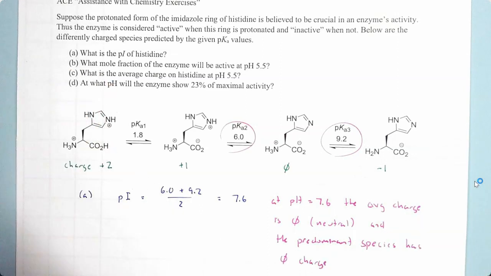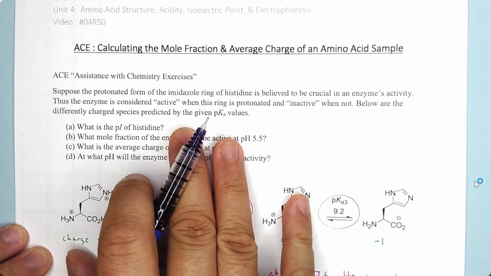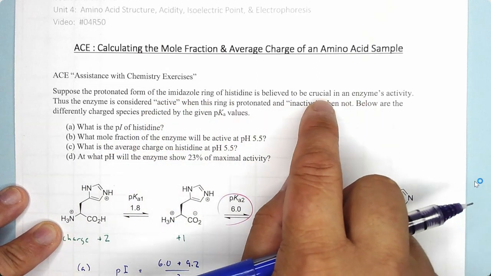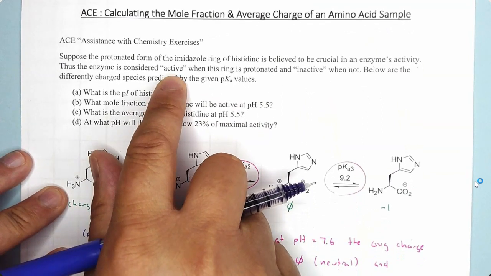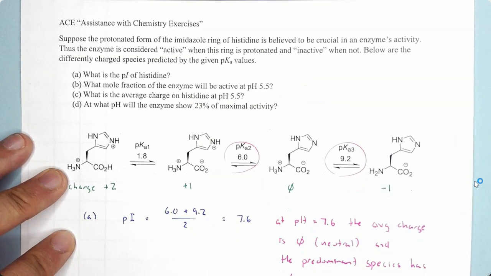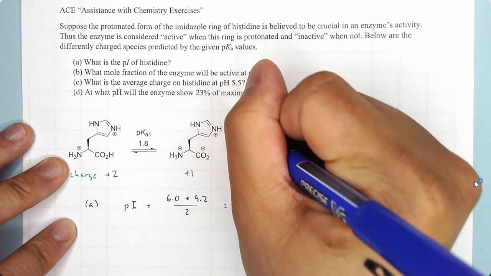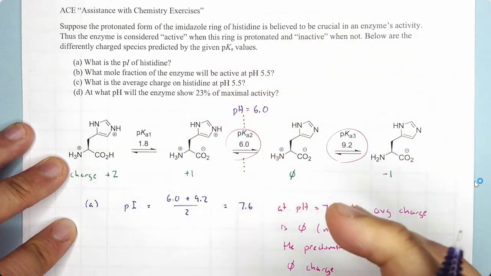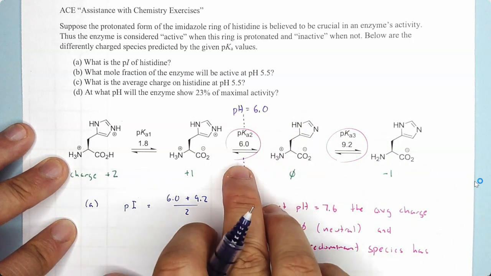Next, what mole fraction of the enzyme will be active at pH 5.5? Okay, we have to understand the setup. Because when the imidazole ring is protonated, it's crucial to the activity of the enzyme, we will say that when it's protonated, the enzyme is active, and when it's not protonated, it's inactive. Well, where's the border for that? The border is right here at pH equals 6.0.